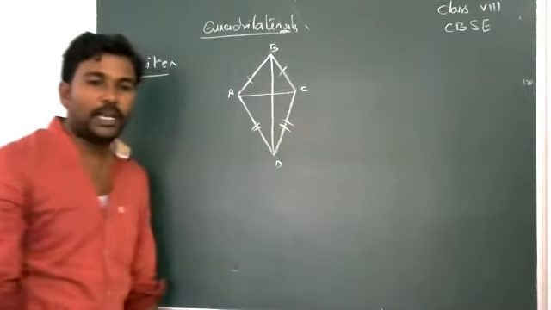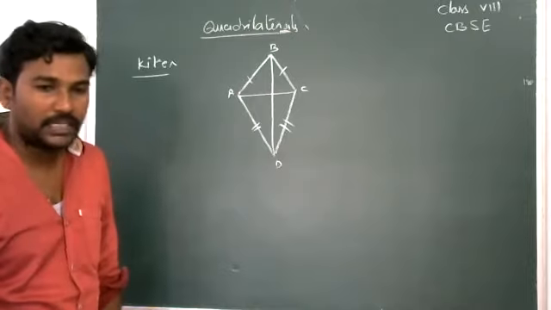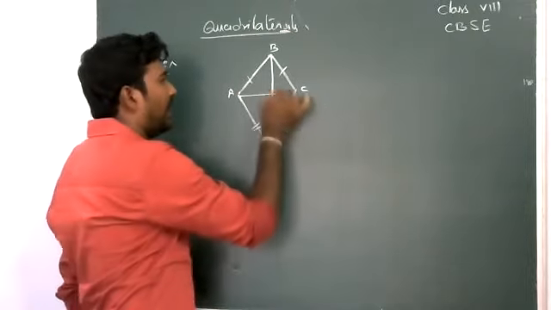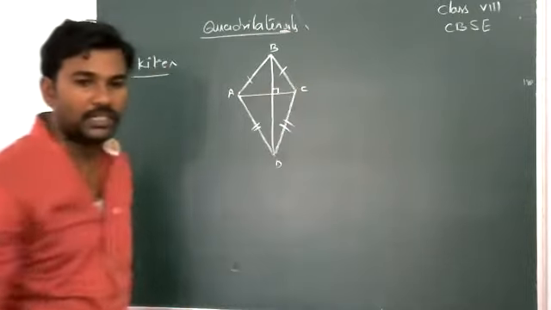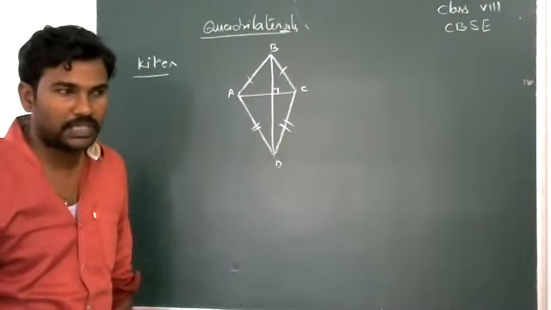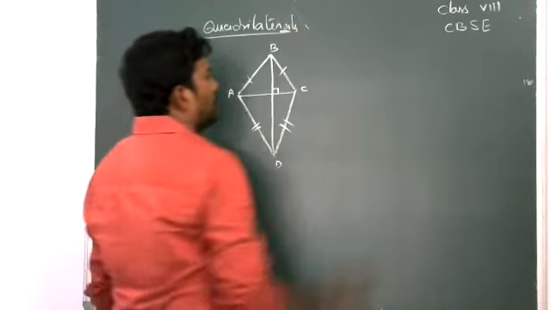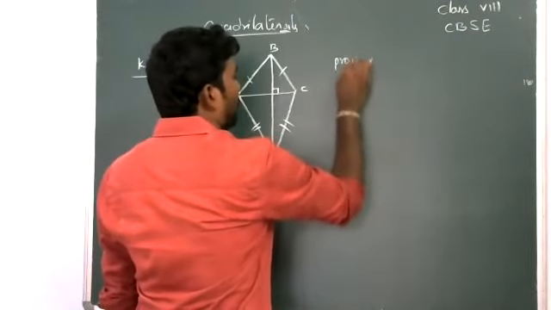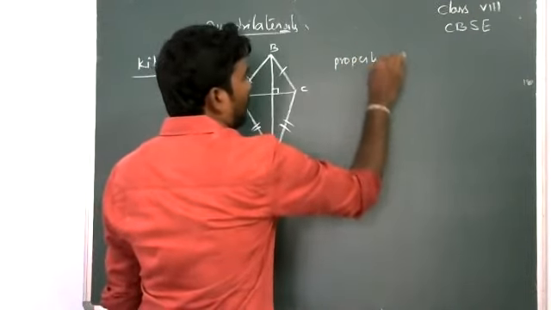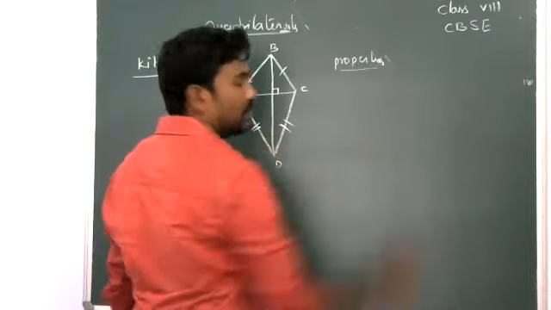Now comes the kite. Well, what is meant by a kite? In a parallelogram, if adjacent sides are equal and diagonals bisect perpendicularly, then it is called a kite. So now write the properties of a kite.